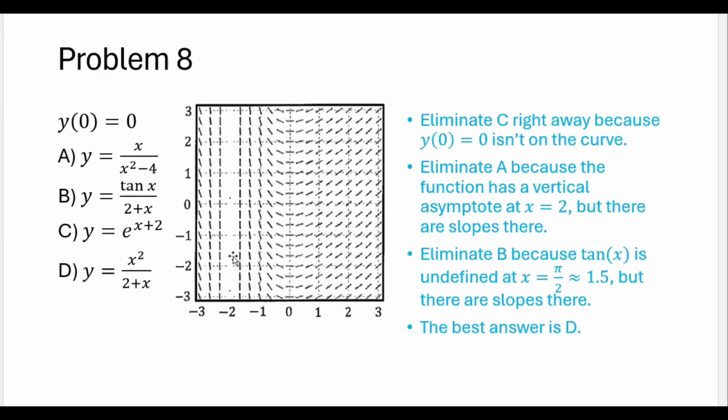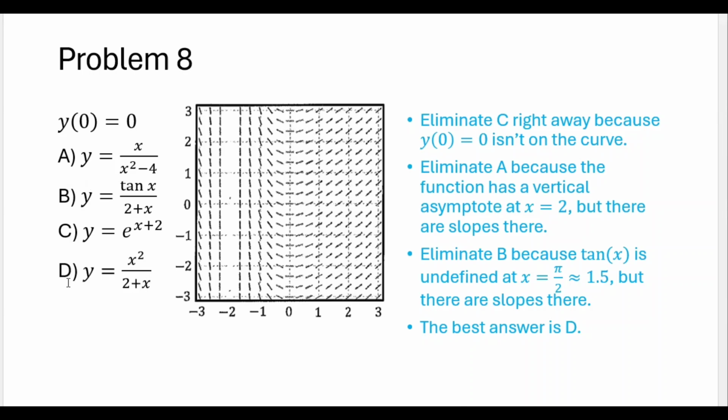Now, let's look at the special cases again. For example, we see that the slope seems to be undefined at x equals -2. Actually, D, B, and A all meet that, so that doesn't help us. But if we factor the bottom for choice A, we get (x plus 2)(x minus 2), right? So if choice A were the answer, we would have no slopes at x equals 2 as well. It's also undefined. But look, there are slopes there. So we eliminate choice A.